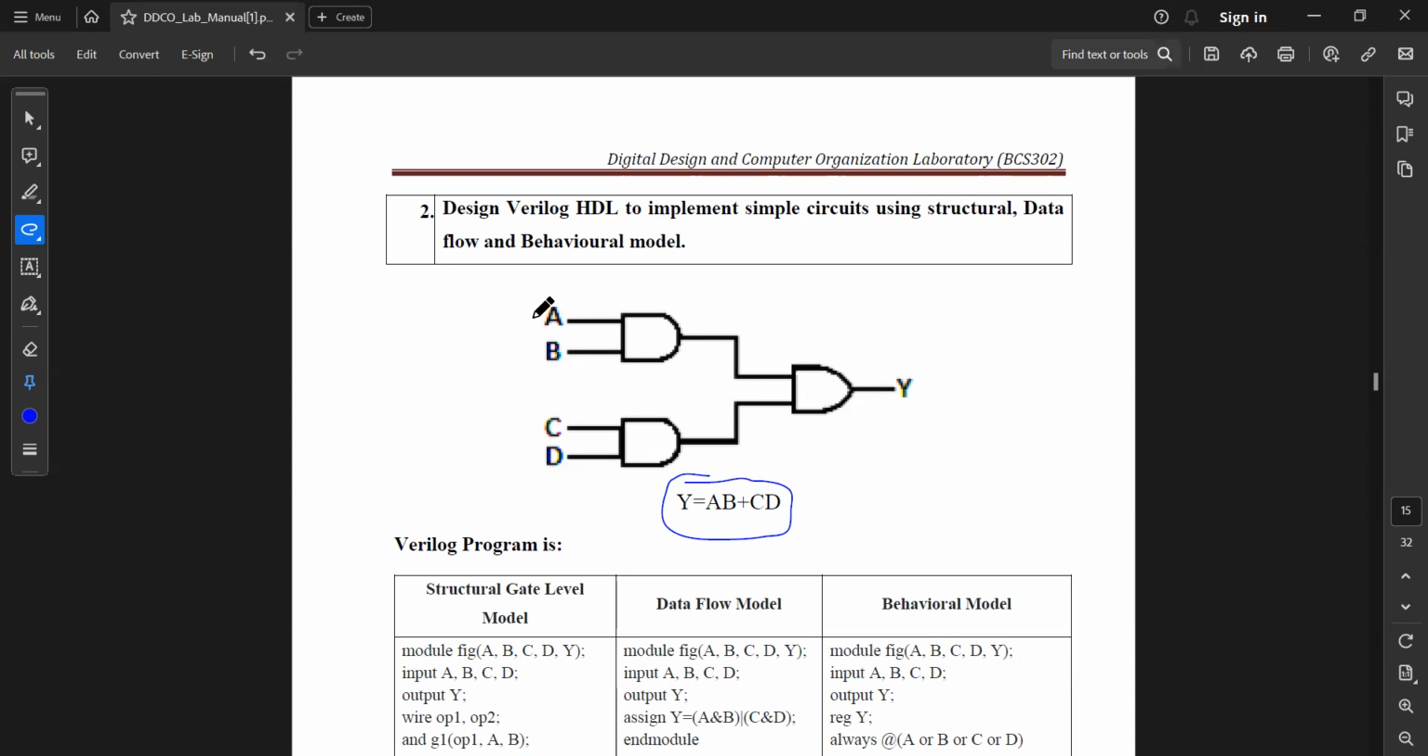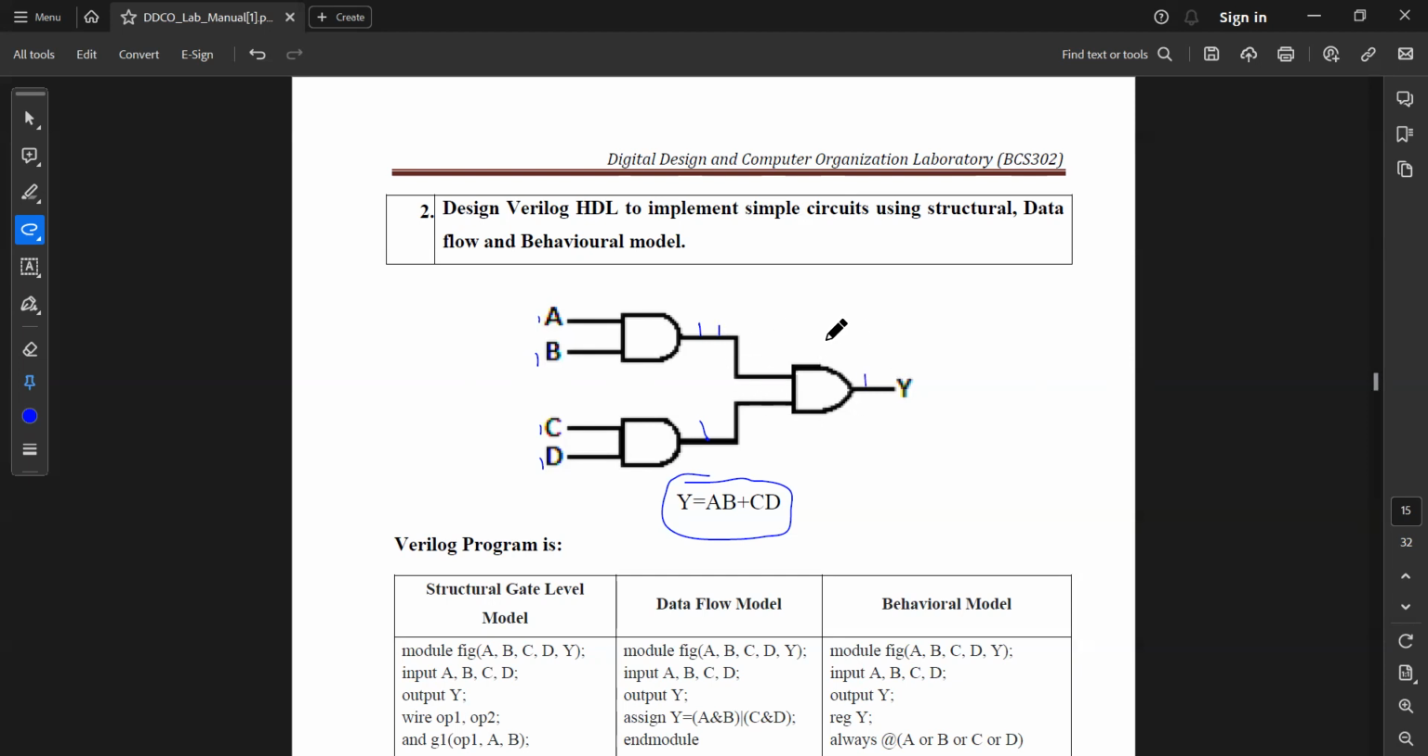Let's consider some values. If A and B, C and D, all of them are 1, then what will be the output? A into B will be 1. 1 into 1 will be 1, and again 1 into 1 would be 1, and 1 plus 1 will be 1. See, when we feed some inputs to A and B, there is some output.